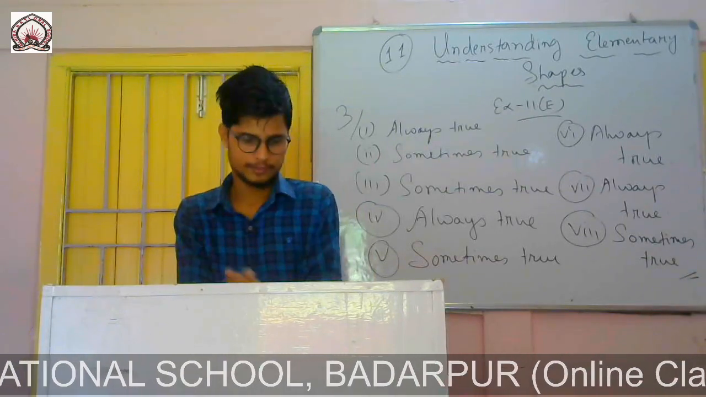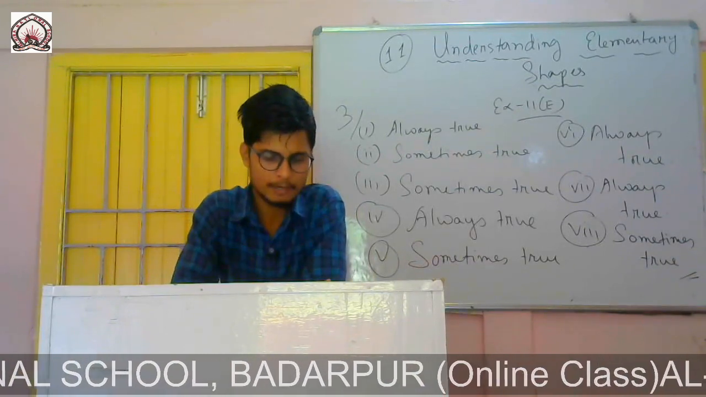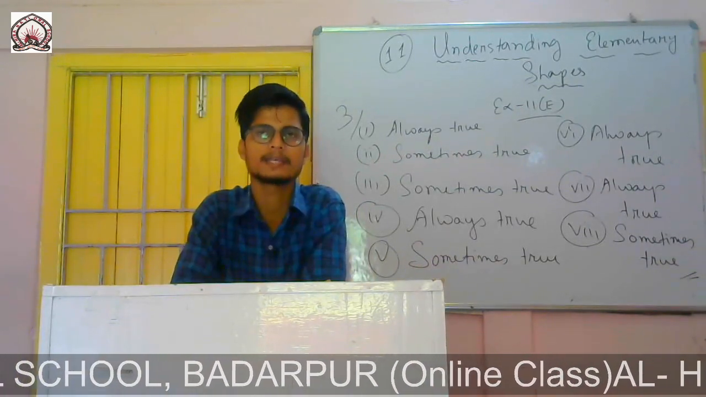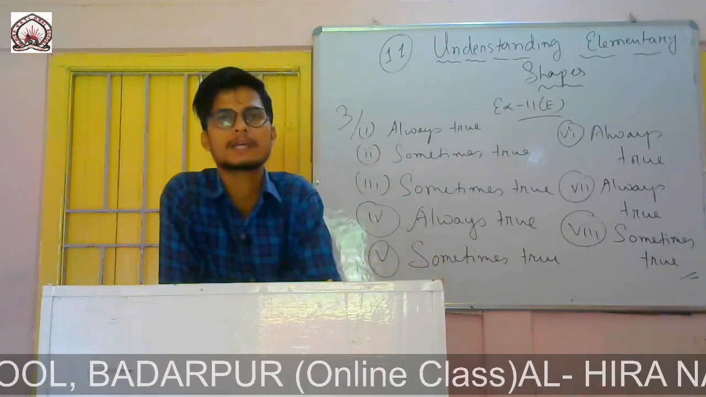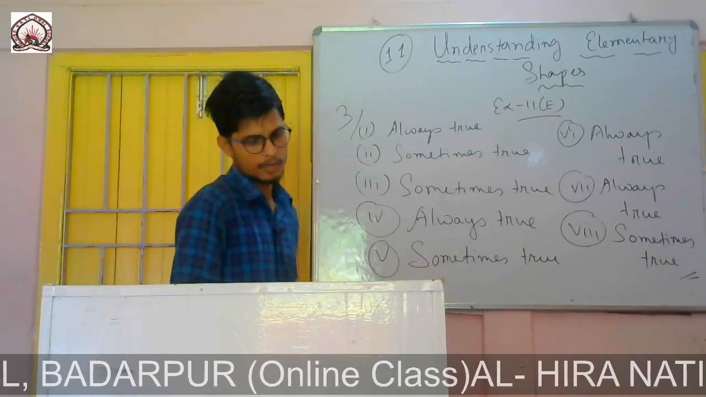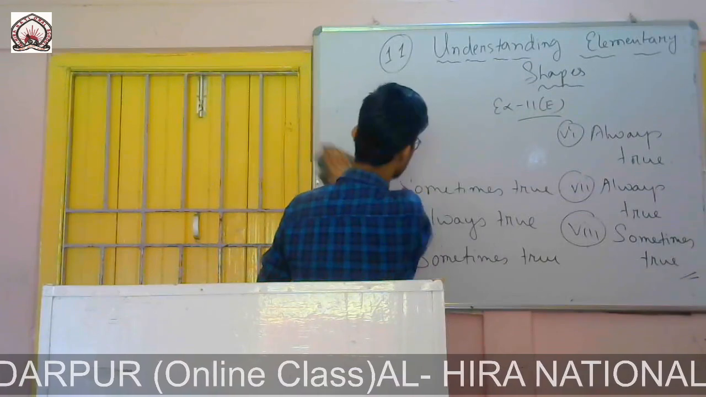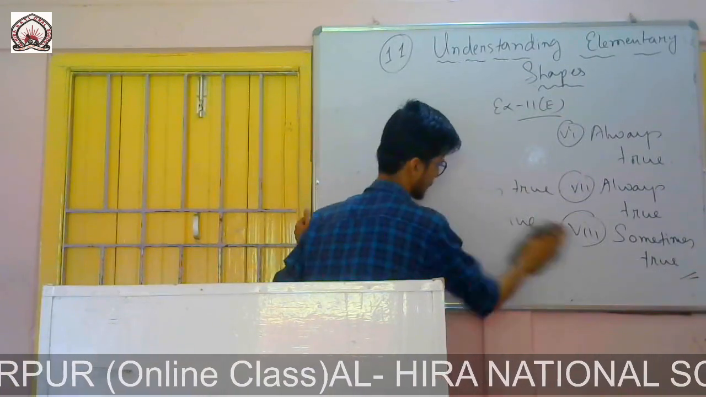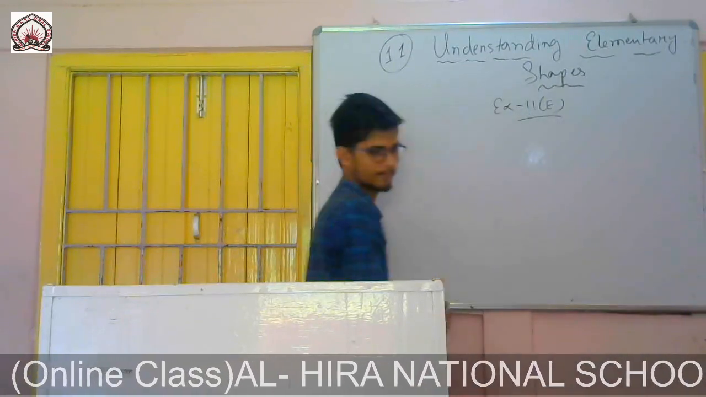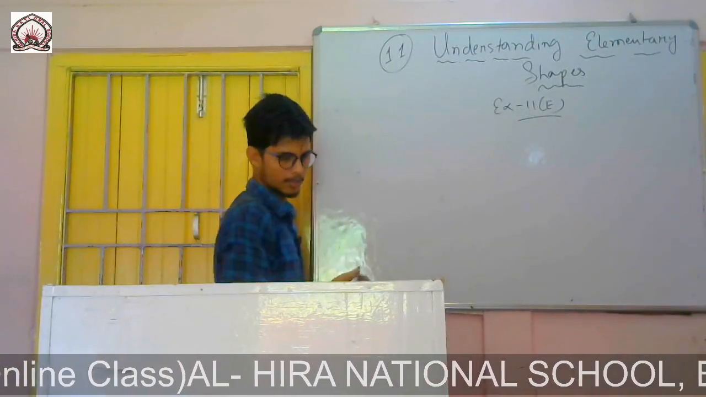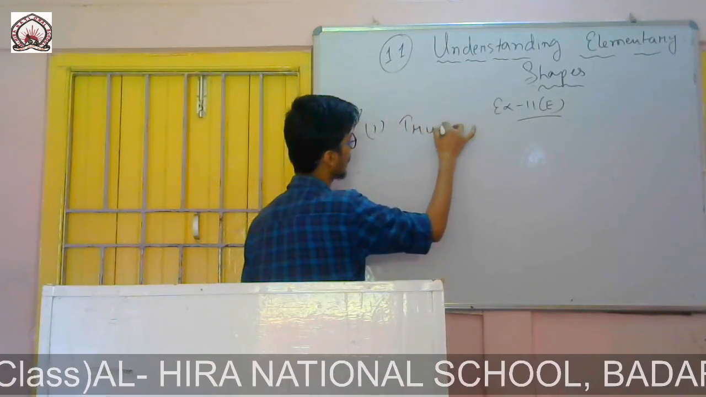Now question number 4. Answer true or false. Each angle of a rectangle is a right angle. Yes, all the angles of a rectangle are right angles. All of them are equal to 90 degrees. So this one is true. Question number 4, Roman number 1, it is true.